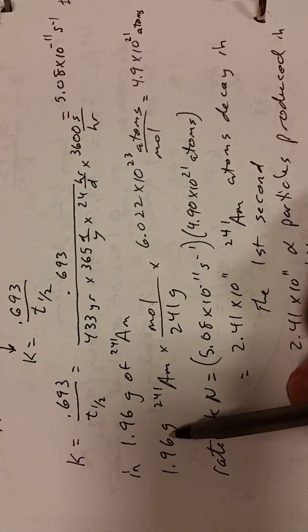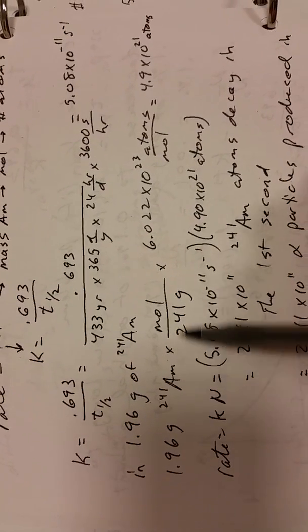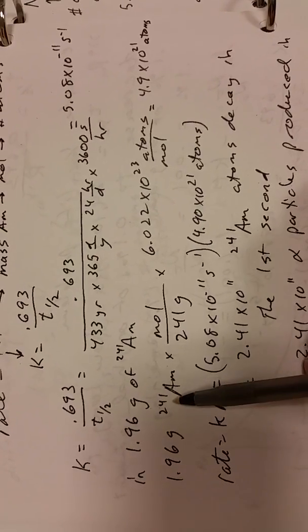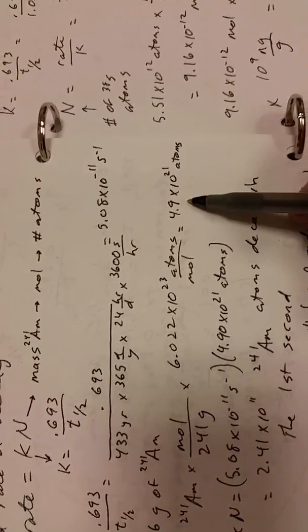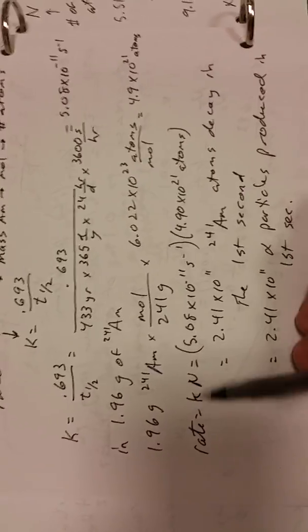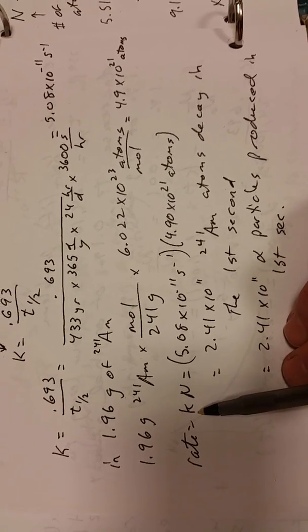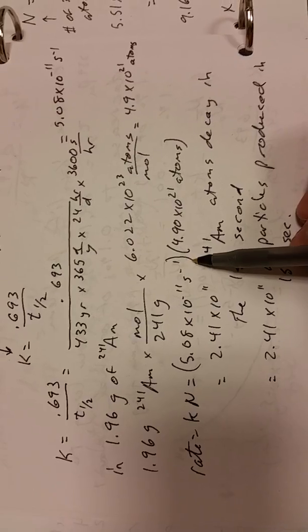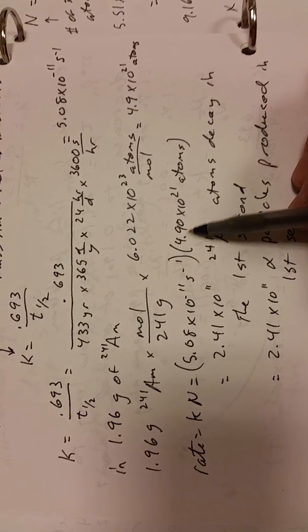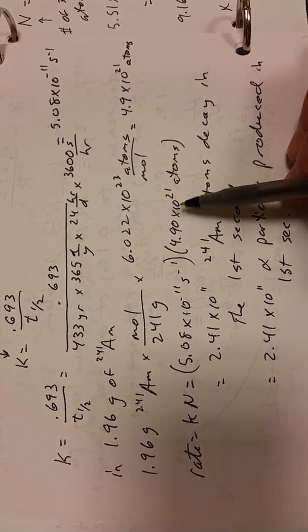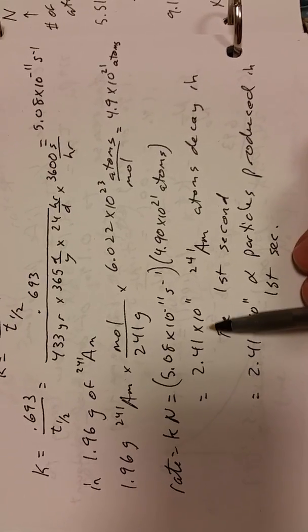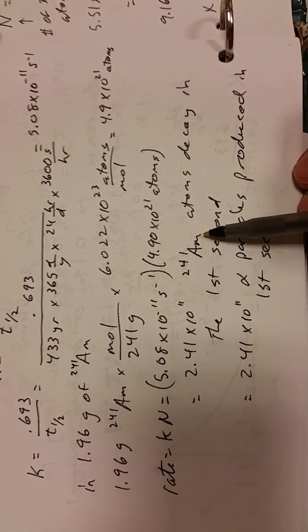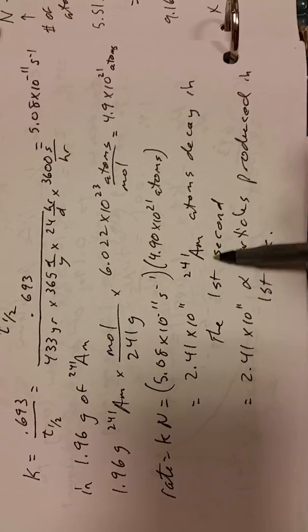So we have to convert this to atoms. We take the molar mass of americium-241, notice that it's the same as the mass number, multiplied by Avogadro's number to get the number of atoms. And then we can solve for the rate by saying that it's k times N, k being 5.08 times 10 to the minus 11th, and N being 4.9 times 10 to the 21st atoms, gives us 2.41 times 10 to the 11th americium-241 atoms decay in the first second.